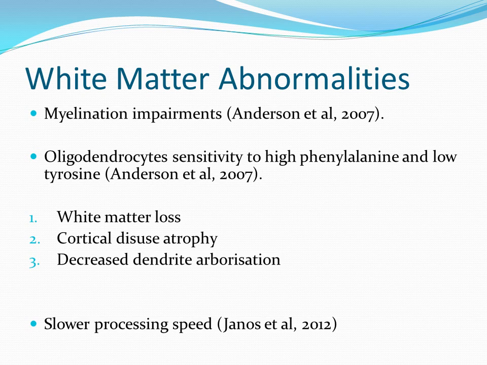These white matter abnormalities experienced by people with PKU are due to myelination impairments. And these are a result of the oligodendrocyte sensitivity to high phenylalanine and low tyrosine levels. The oligodendrocytes, of course, being the glia cells which are responsible for the myelination of neurons within the central nervous system. So people with PKU often experience white matter loss, cortical diffuse atrophy, as well as decreased dendrite arborization. They also have a slower processing speed, which is also likely to be a result of the myelination impairments.